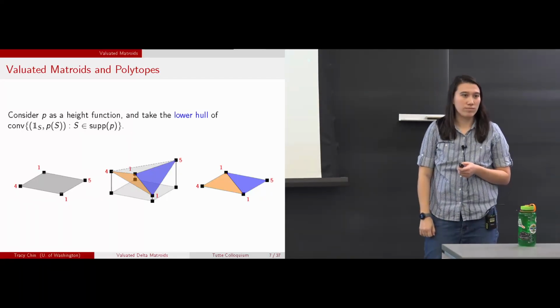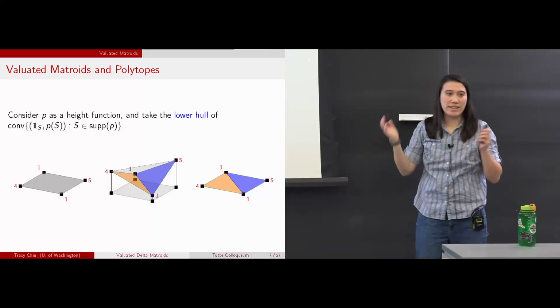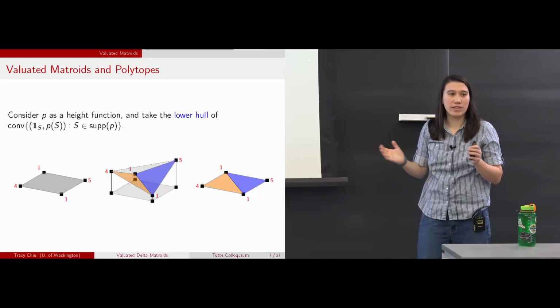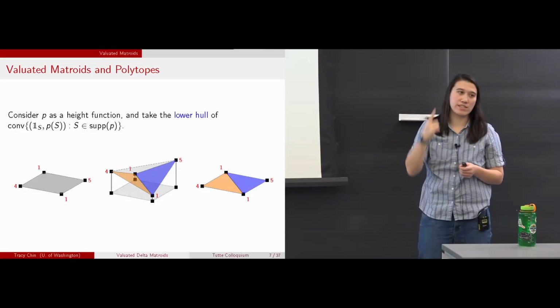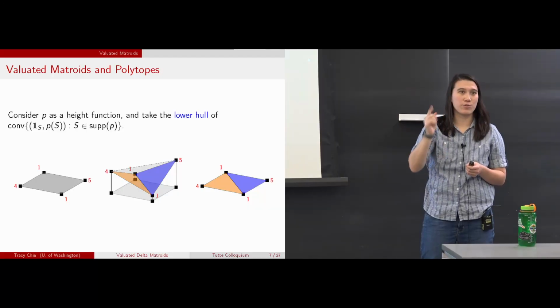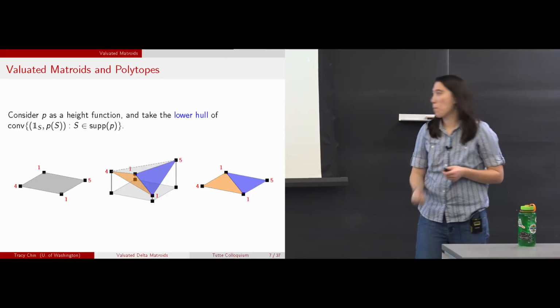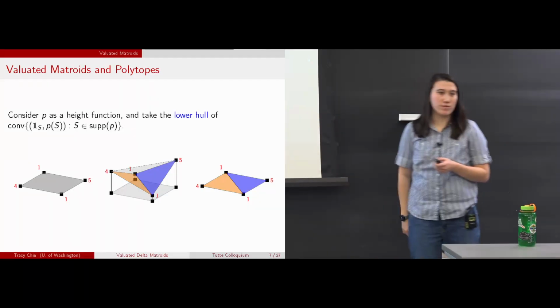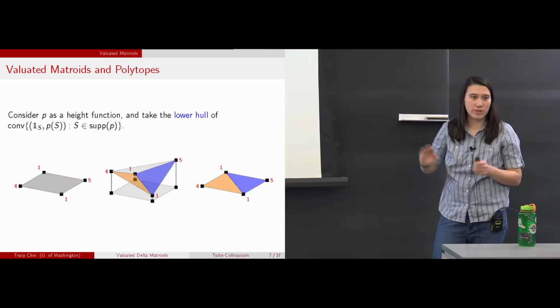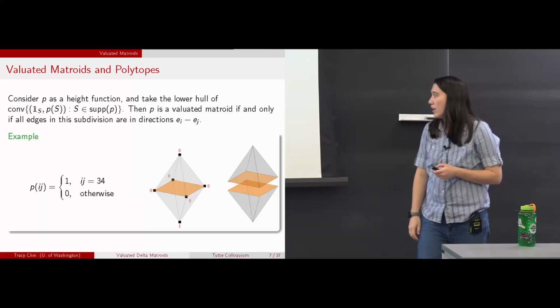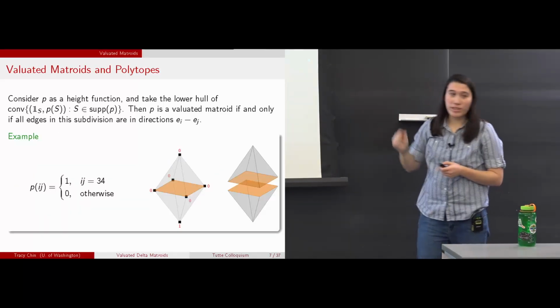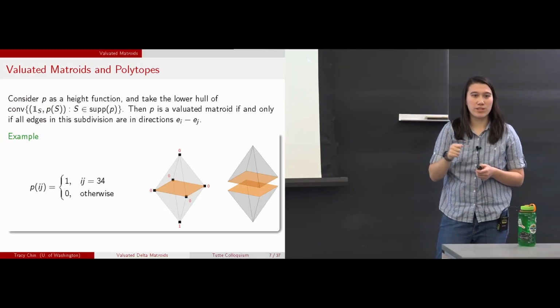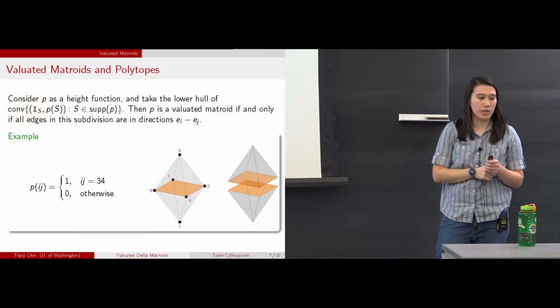If you want to do actual math instead of pretending that you can hold a polytope over your head in arbitrary dimension, it's just the faces that have positive last coordinate of their inner normal. And so this will give us some sort of subdivision. No matter what the height function is, this gives us a subdivision. And valuated matroids are exactly those height functions where we get a subdivision into matroid polytopes.